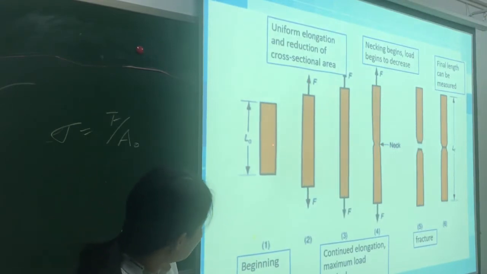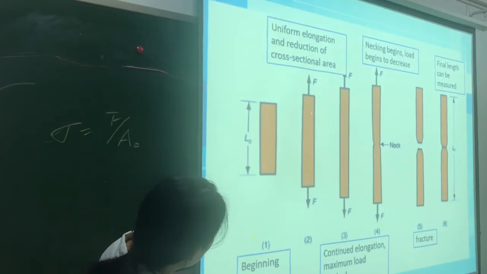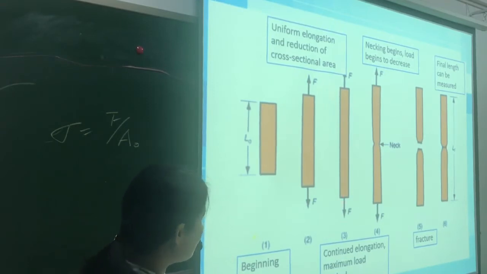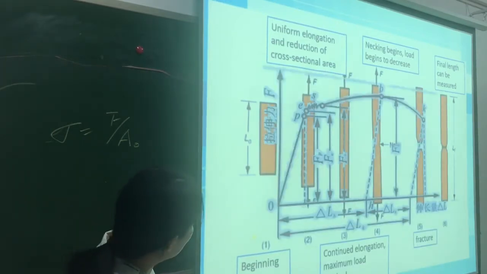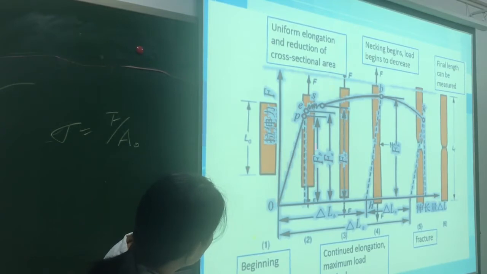This is the beginning of the test, and there is a uniform elongation and reduction of cross-section area. This continues, then elongation continues, lacking break. Then necking begins, and the load begins to decrease, and fracture occurs, and finally the length will be measured.